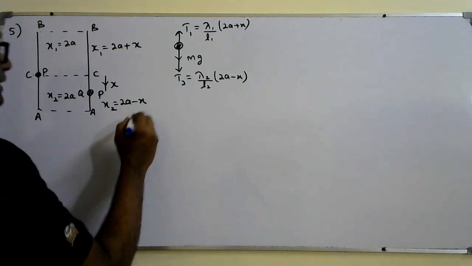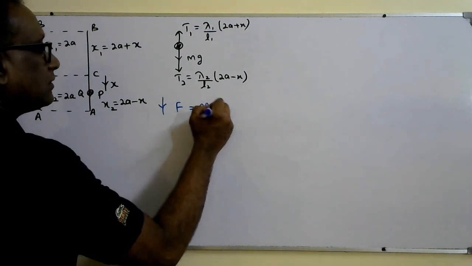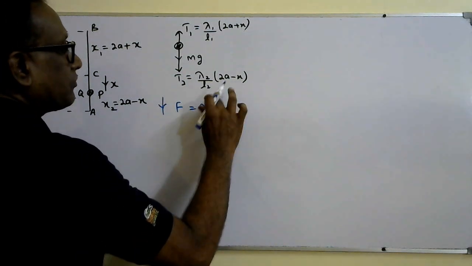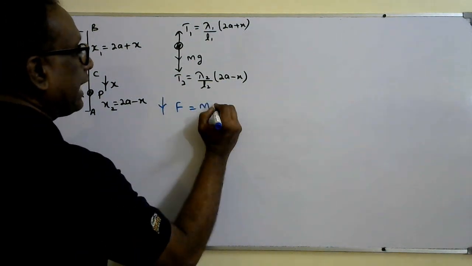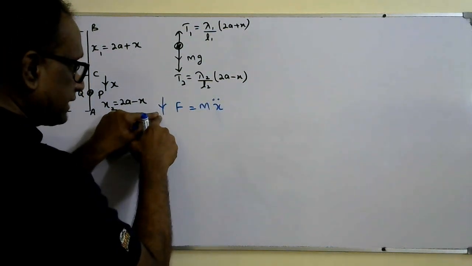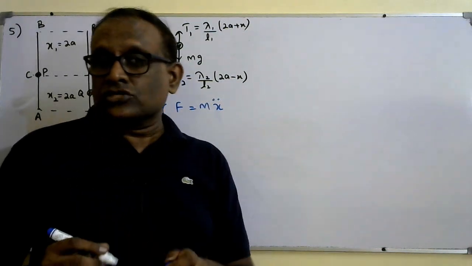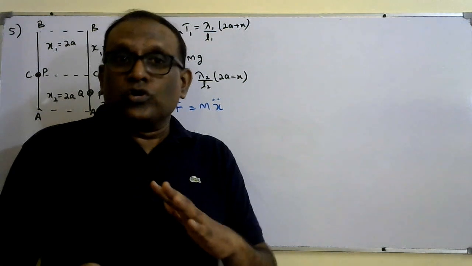So we'll consider the downward direction. F equals ma, but instead of a we write x double dot, m x double dot. What are the forces acting? The downward direction is taken positive. We need to define a direction, so be careful, then we don't make any mistake.